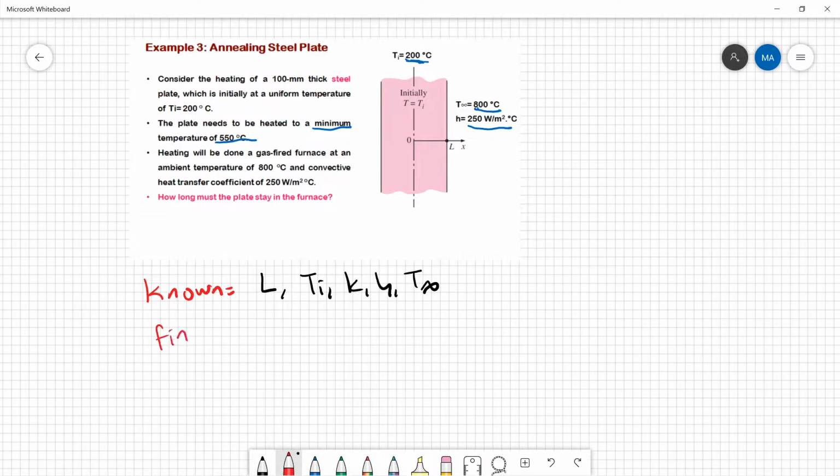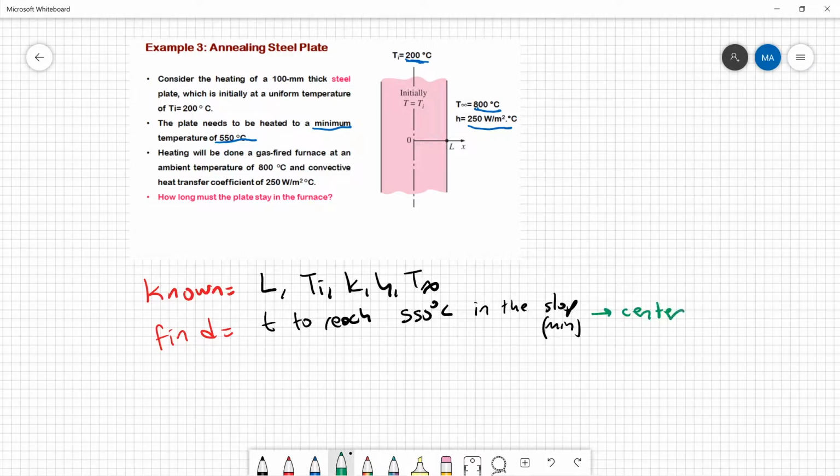What are we trying to find? We are trying to find the time to reach 550 degrees Celsius in the slab, and this is the minimum temperature. What does this mean? If there is a variation in temperature, which part of the slab will be coldest? This corresponds to the center. This is the coldest part of the slab, because it is initially at a lower temperature than the furnace, so it is going to heat up from the sides. That means the middle will be the coldest. So we are trying to find the time for the middle to reach 550 degrees Celsius.